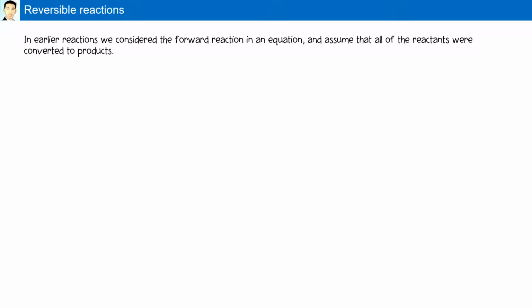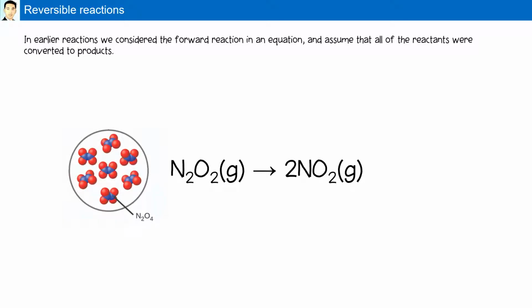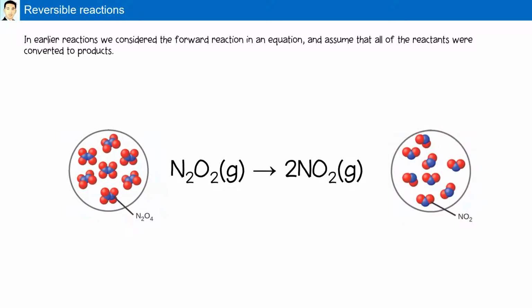Reversible reactions. In earlier reactions, we considered the forward reaction in an equation and assumed all of the reactants were converted to products. For example, N2O4 gas converted into 2NO2 gas. The reaction proceeds in one direction, to the right.